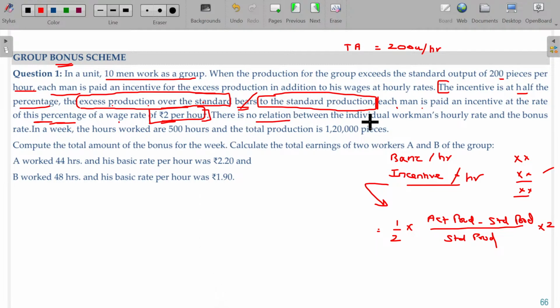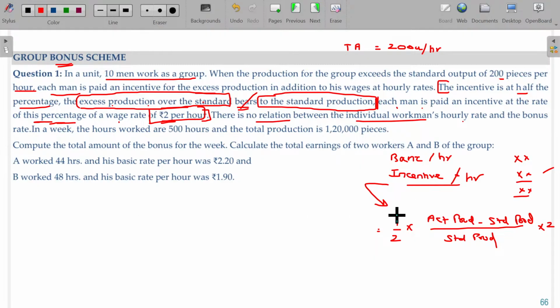There is no relation between the individual workman's hourly rate and the bonus rate. What does it mean? Individual workers may sometimes get around 5 rupees, some workers may get only 4 rupees. That doesn't matter. Whenever it's all about incentive, the standard incentive of 2 rupees will be payable.